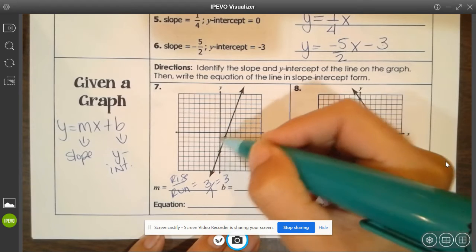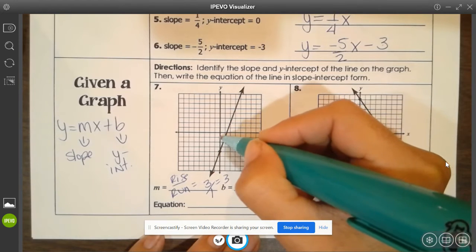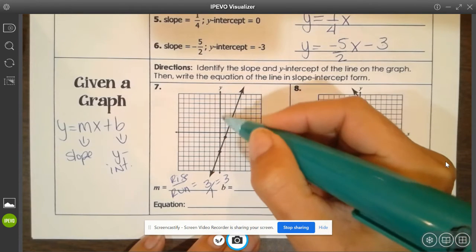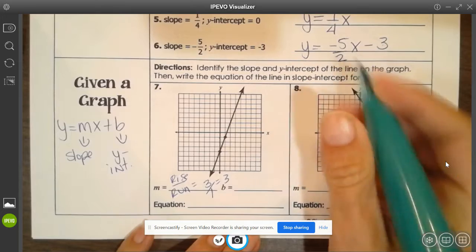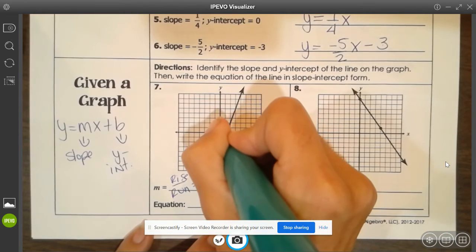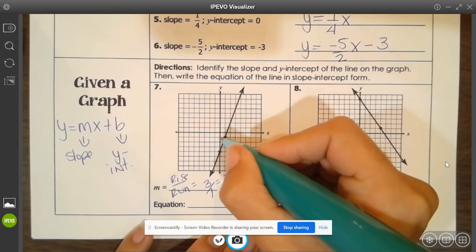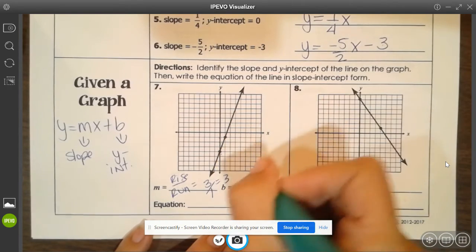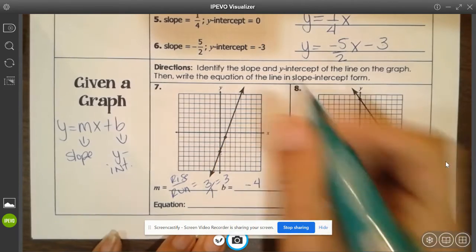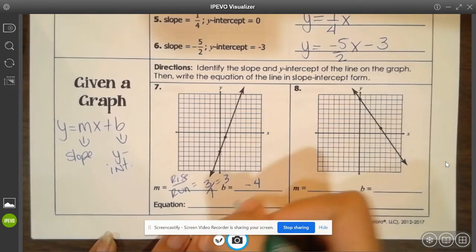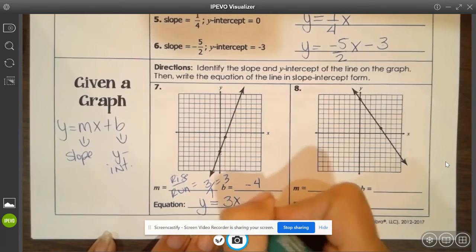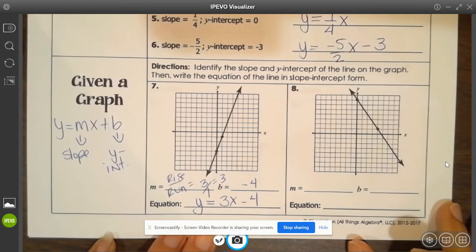And b is the point that touches the y-axis. So where is it touching it? So if this is 0, 1, 2, 3, 4, negative 4, right here, that would be the y-intercept. So it's the point that's right on the y-axis. In this case, if this is 0, you count 1, 2, 3, 4, and that would be negative 4 because it's below 0. So negative 4. So your y equals mx plus b equation would be y equals 3x minus 4. And that's your equation of the graph.